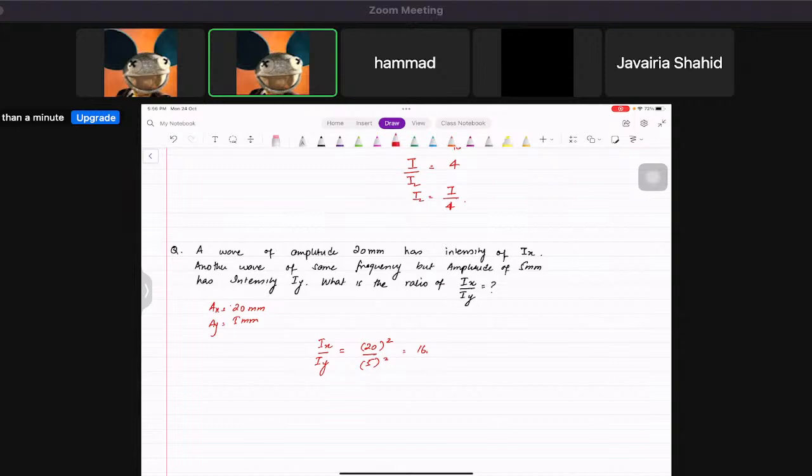So I guess we'll stop here because tomorrow we would like to do Doppler's effect, and it would take the whole lesson. So let's stop it here, and tomorrow we shall meet again.